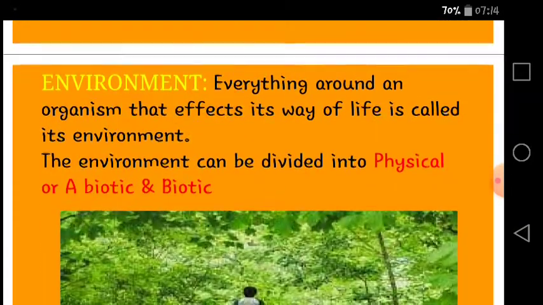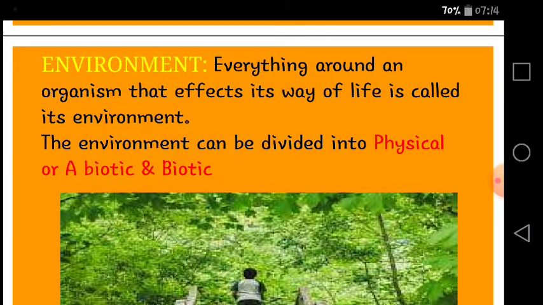Now we are going to understand the environment. Environment is everything around an organism that affects its way of life. This is the environment, and the environment can be divided into physical or abiotic and biotic.